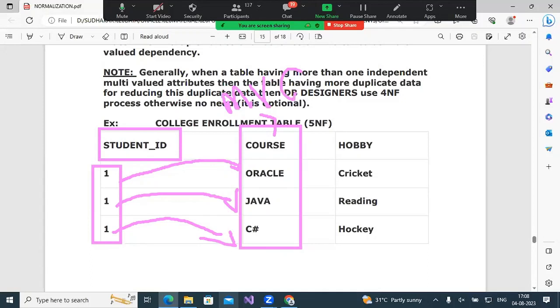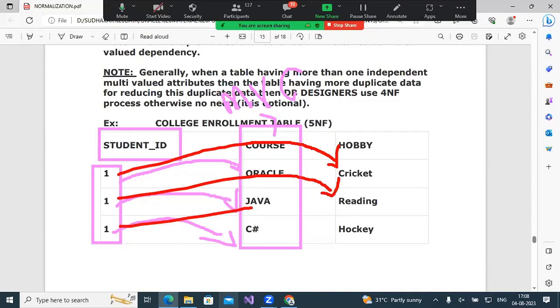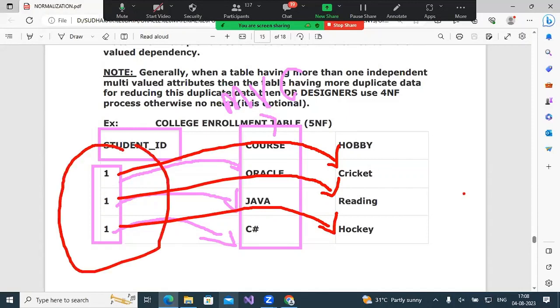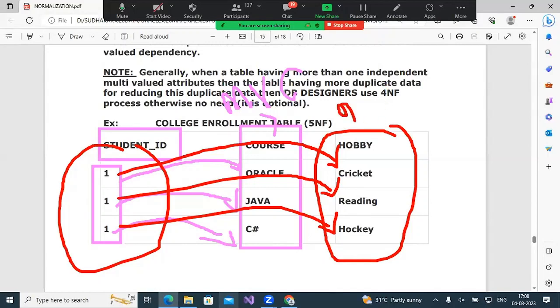That is one column. Again the same: one mapping with cricket, one mapping with reading, one mapping with hockey. So again the same value is mapping with different values of another column. That is also called a multi-valued column. Now tell me, in your table, how many multi-valued columns? Two. One is course, one is hobby.